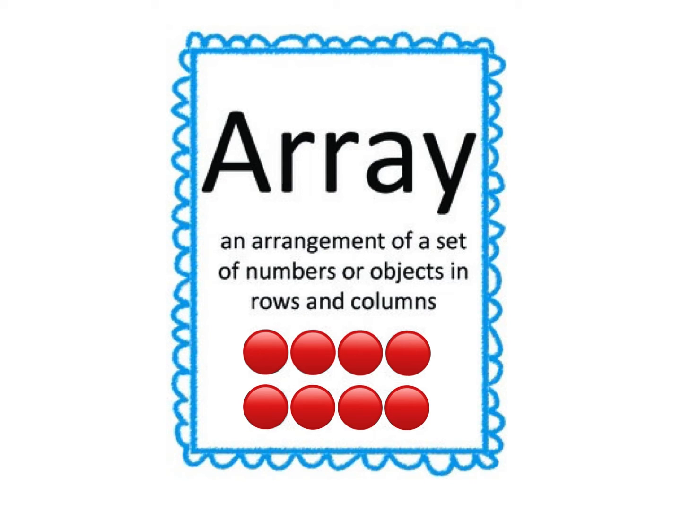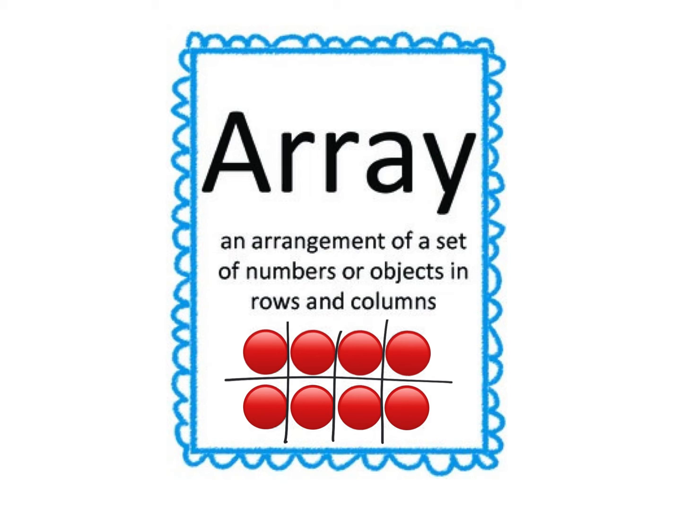The last vocabulary word I want to go over with you guys is array. An array is an arrangement of a set of numbers or objects in rows and columns. So for our example, we're going to break this array into rows and columns. First we have 2 rows, so I split the circles in half by drawing a line through the middle of the 2 rows of red circles. Next, I drew a line in between each circle showing there are 4 columns.